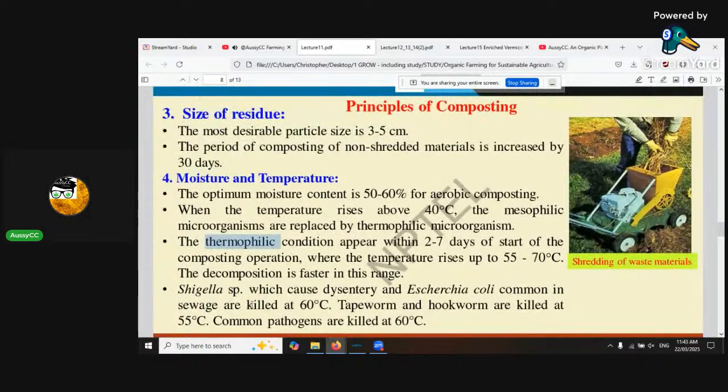What's this say? Shigella species, which cause dysentery, or E. coli common in sewage, are killed at 60 Celsius. Tapeworm and hookworm are killed at 55. Common pathogens are killed at 60. That's pretty cool. So 60 C is 140 Fahrenheit. 55 is 130 Fahrenheit.